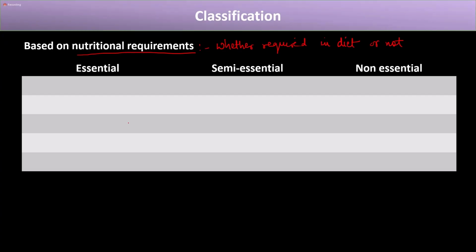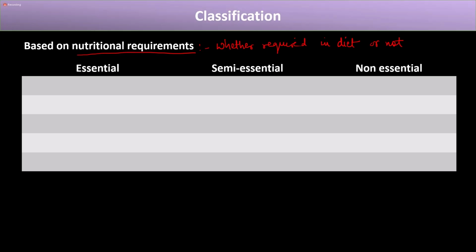What do I mean by nutritional requirement? Whether they are required in the diet or not. Based on this, we have three categories of amino acids. The first one is essential, the second is semi-essential, and the third is non-essential.